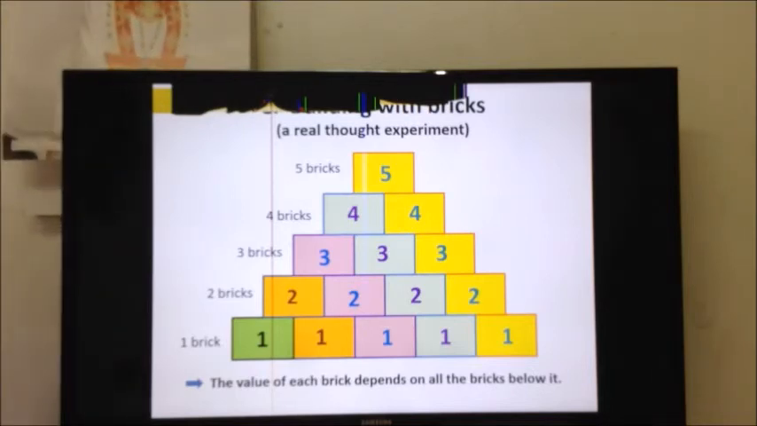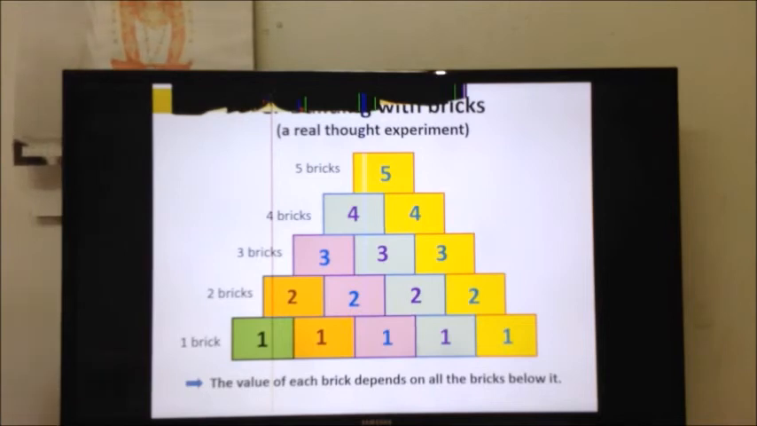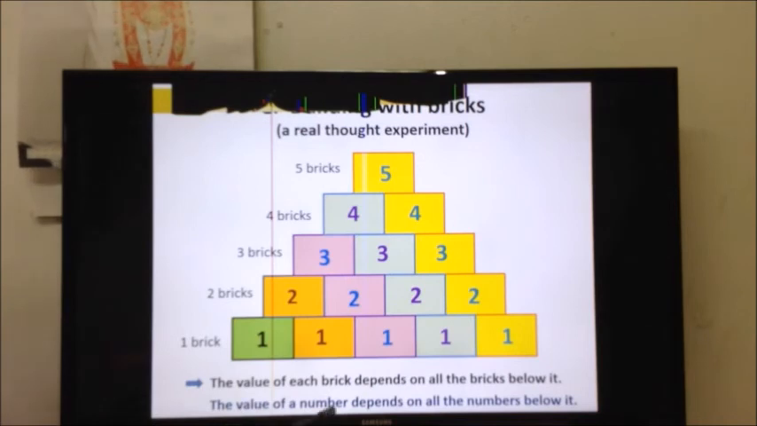So if you understand this notion, we will change the world. Only with this thought, we will change the world. Because what it is giving to us, it's so big. And you are going to see it here. Therefore, we say that the value of a number depends on all the numbers below it. And this is the main thought that led to this discovery.